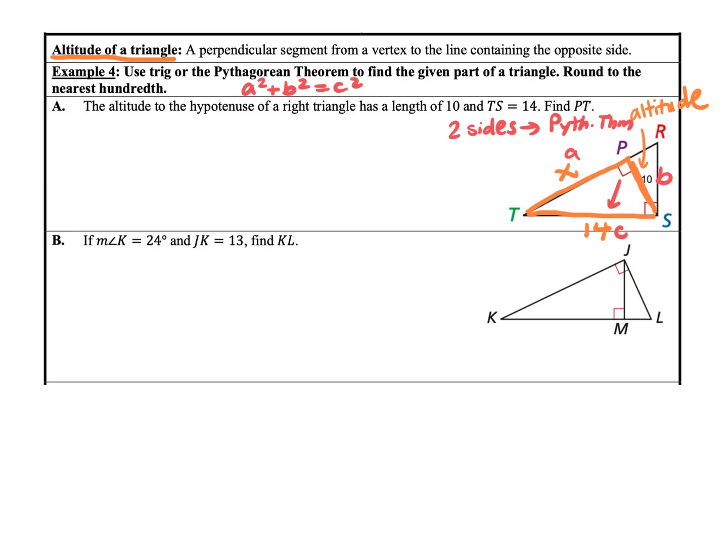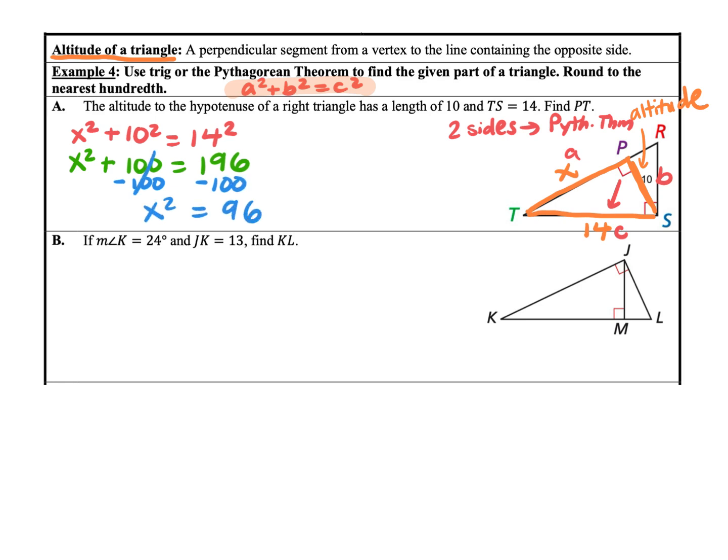So using our formula, A squared plus B squared equals C squared, we would have X squared plus 10 squared equals 14 squared. This Pythagorean theorem is just a review from the last unit, from Unit 5. Squaring 10, we get 100. Squaring 14, that's 196. We need to get x squared alone, so I'm subtracting 100 from each side to get x squared equals 96.